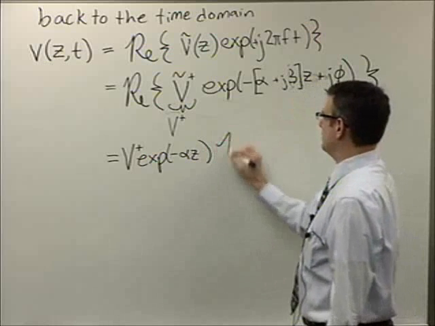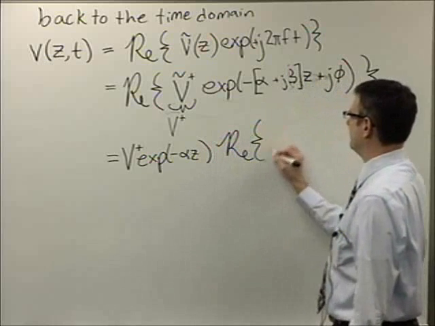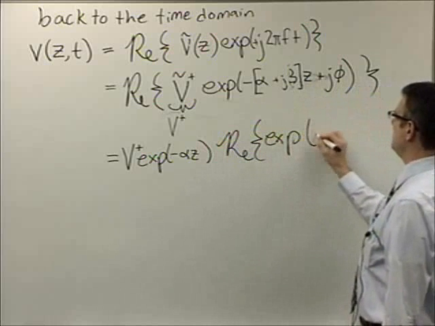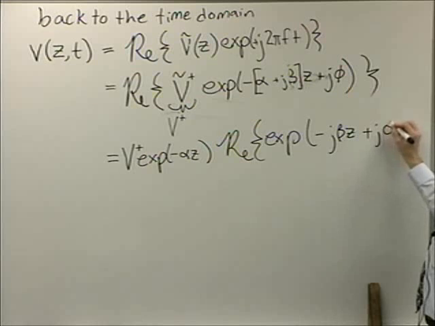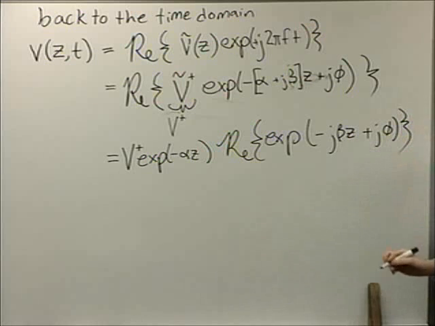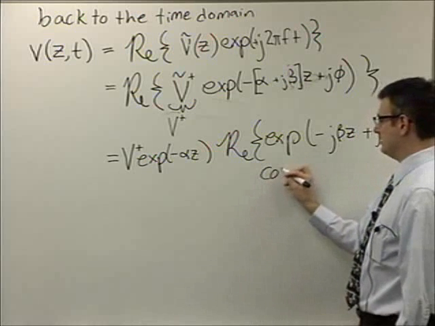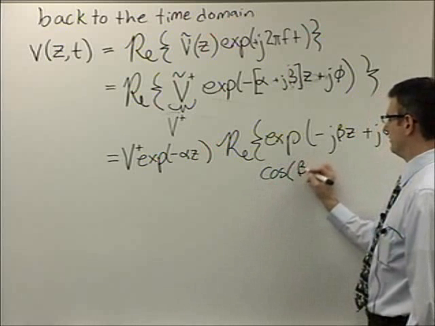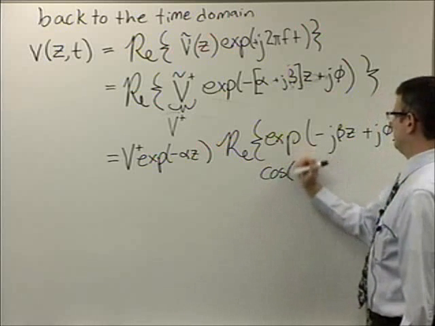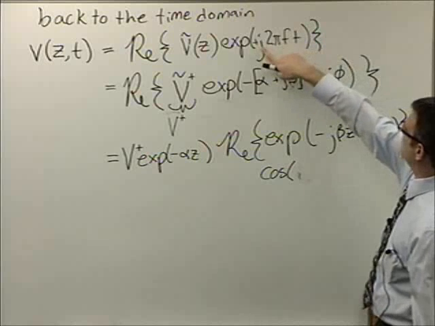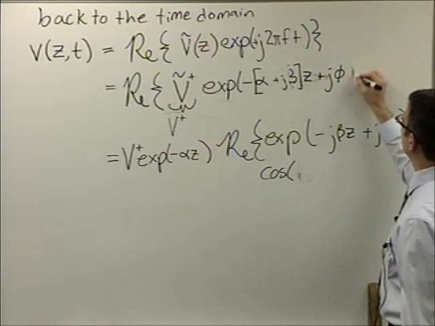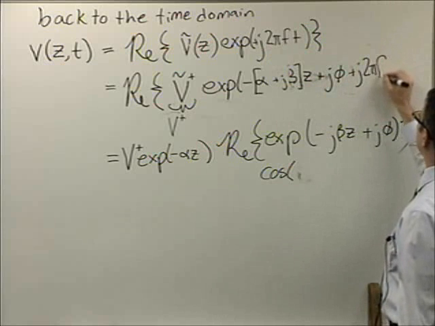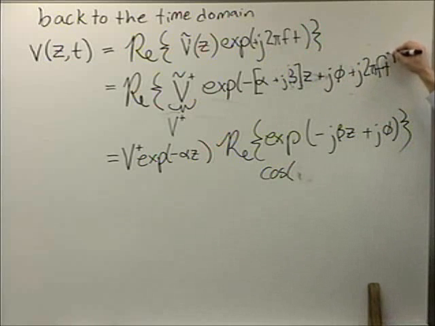And what I'm left with is just the real value of exp to the minus j beta z plus j phi, which by Euler's law, we know breaks into cosine. Oh, and I forgot my plus j 2 pi f t. I got to put that in there too, right? Almost threw the baby out with the bathwater. Tragic.